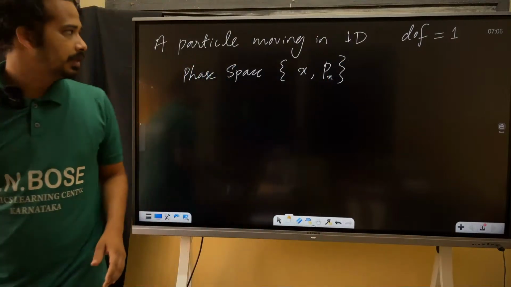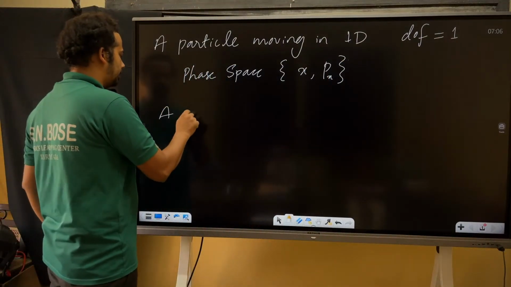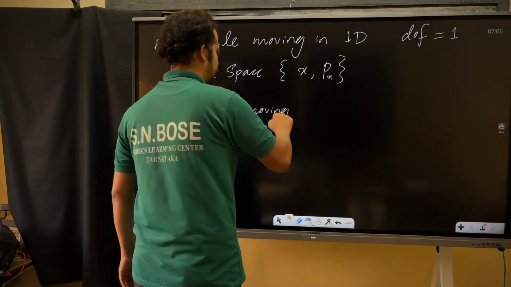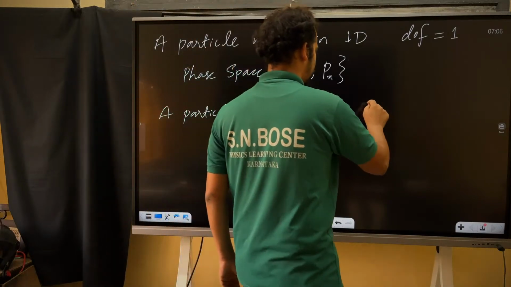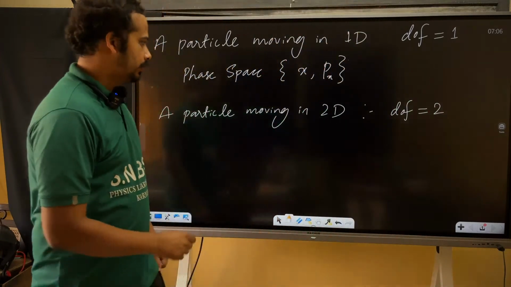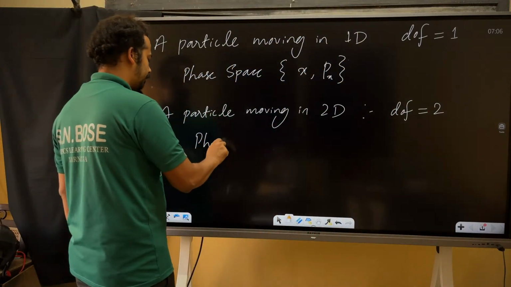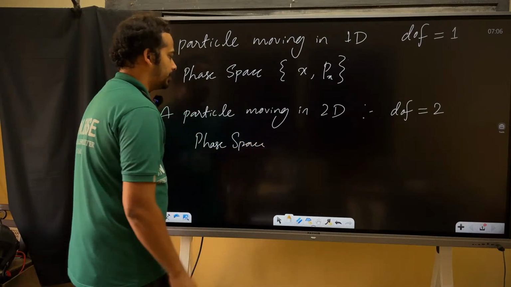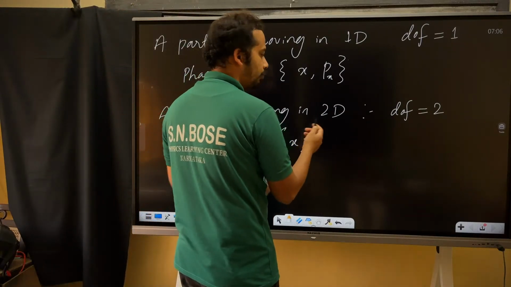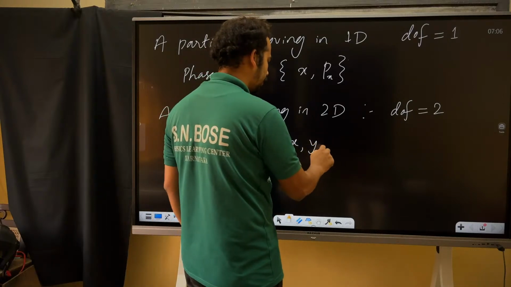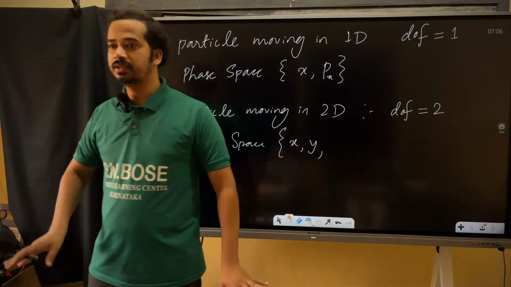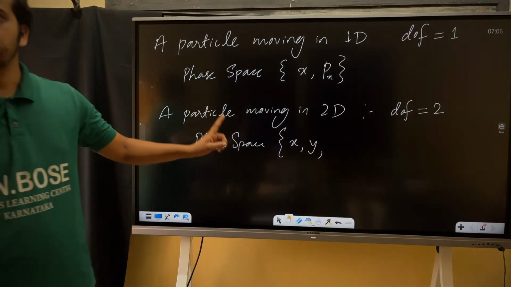Suppose a particle is moving in 2 dimensions. In that case the degree of freedom of the particle is 2, and the phase space dimension will be 4. A particle moving in 2 dimensions means we need two coordinates to explain it, x and y. Along with that, in phase space we add momenta also. That's a complete description of the particle: position as well as momentum.